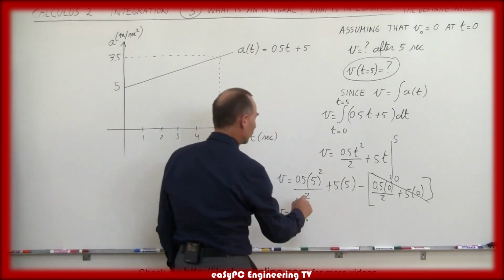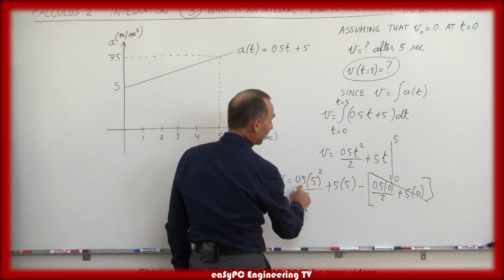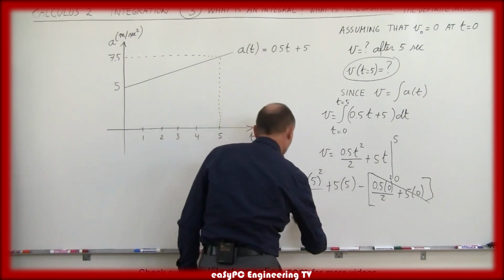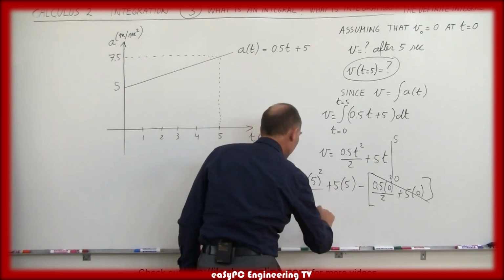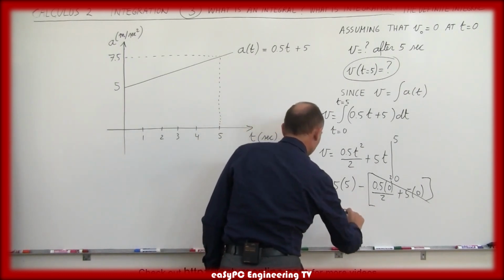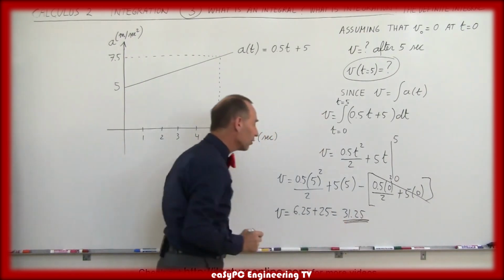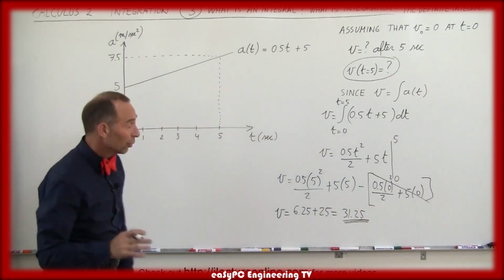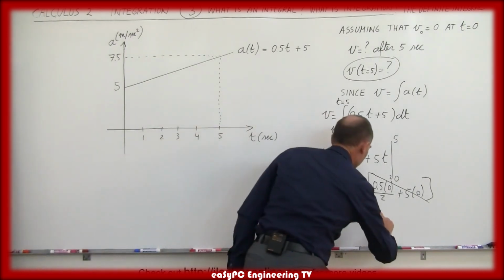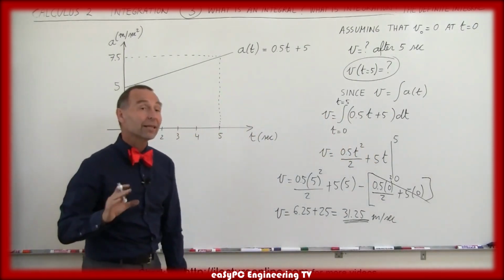V is equal to 5 squared is 25, divided by 2 divided by 2, that's divided by 4. 25 divided by 4 would be 6.25, plus 5 times 5 is 25, so that's for a total of 31.25. After 5 seconds, the car should be moving at 31.25 meters per second. So the units would be meters per second for velocity. All right, let's see if we got that correct.